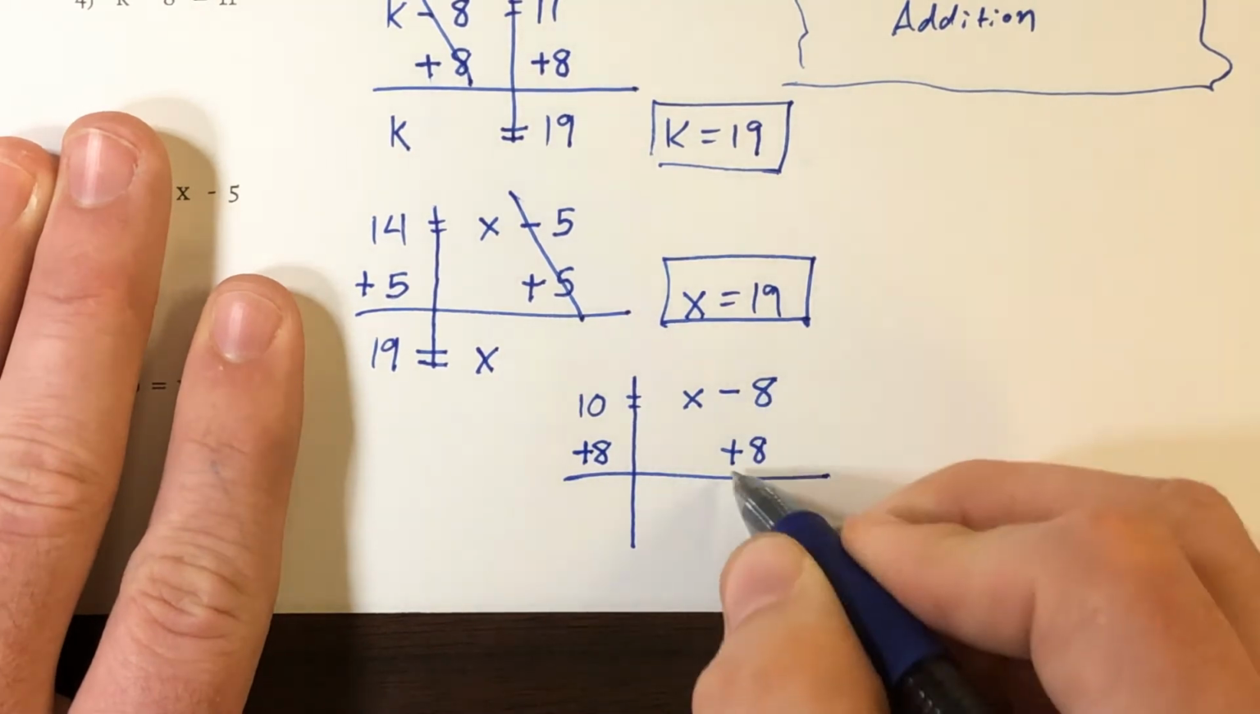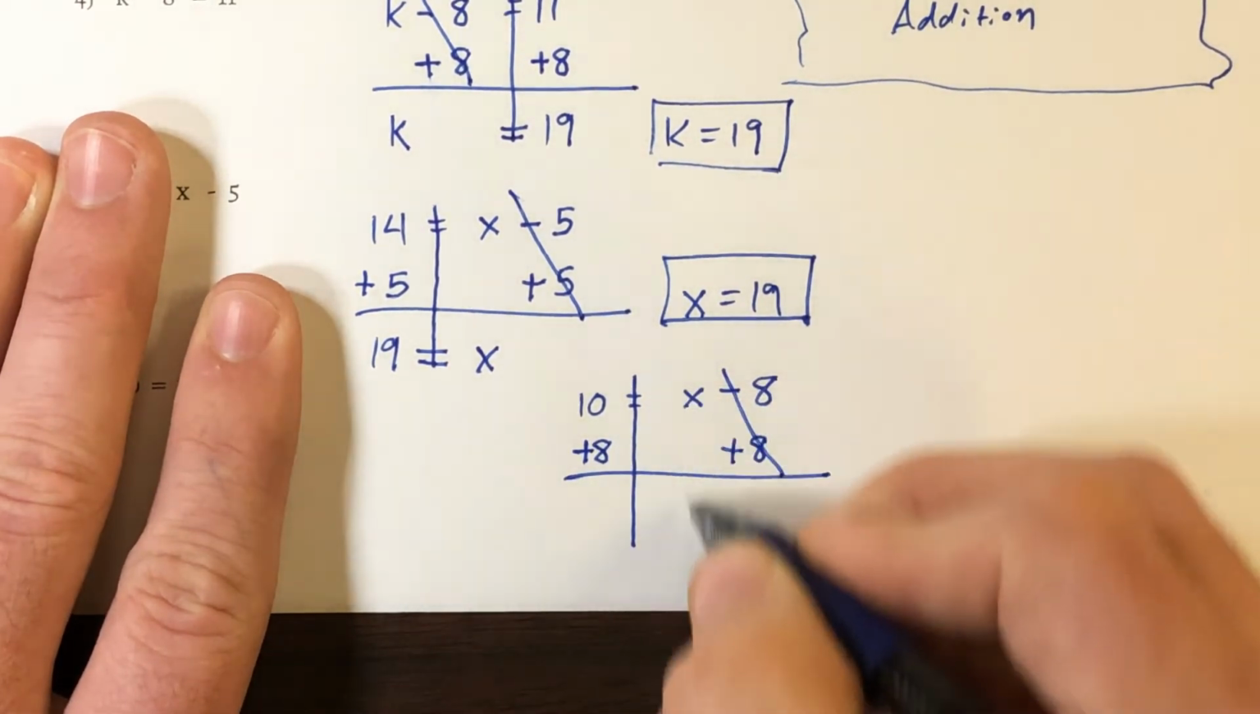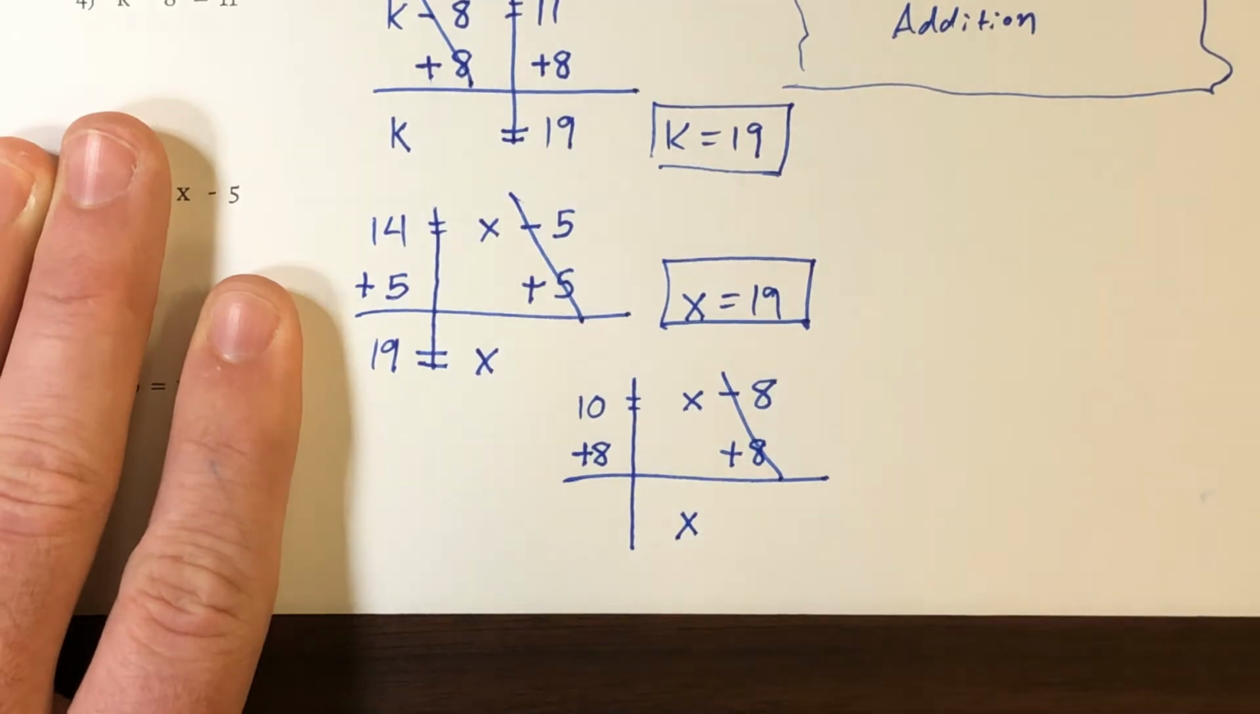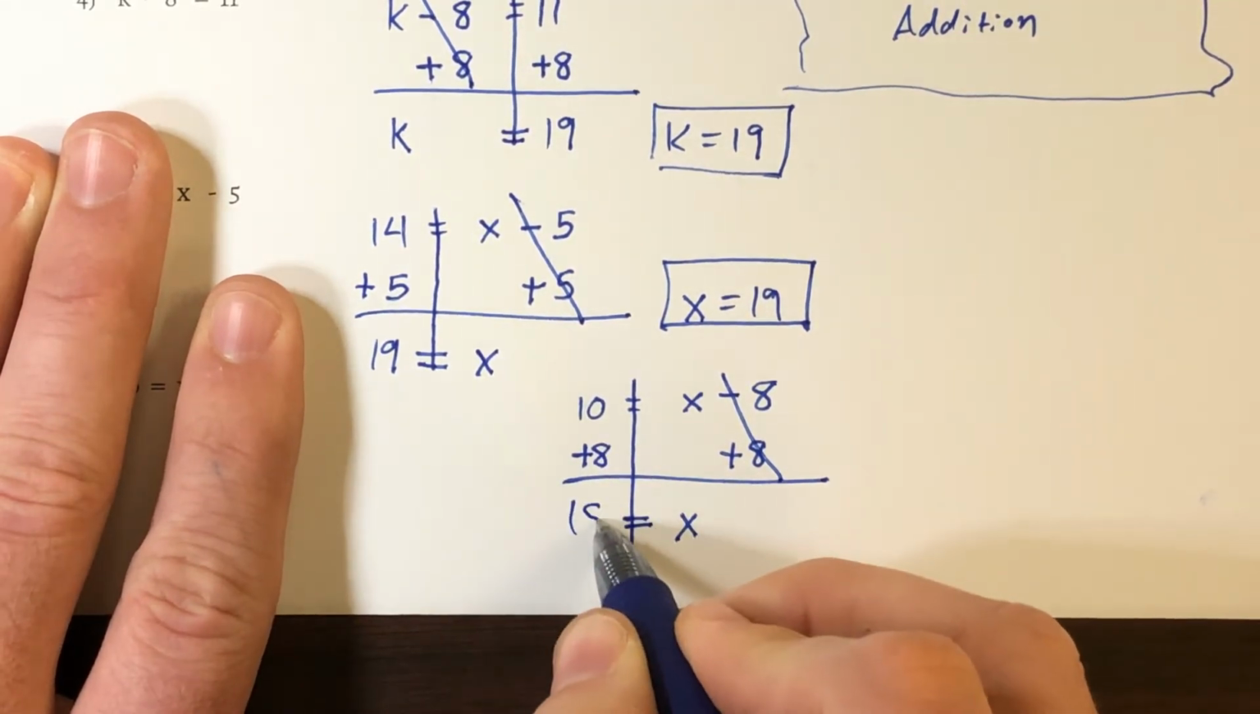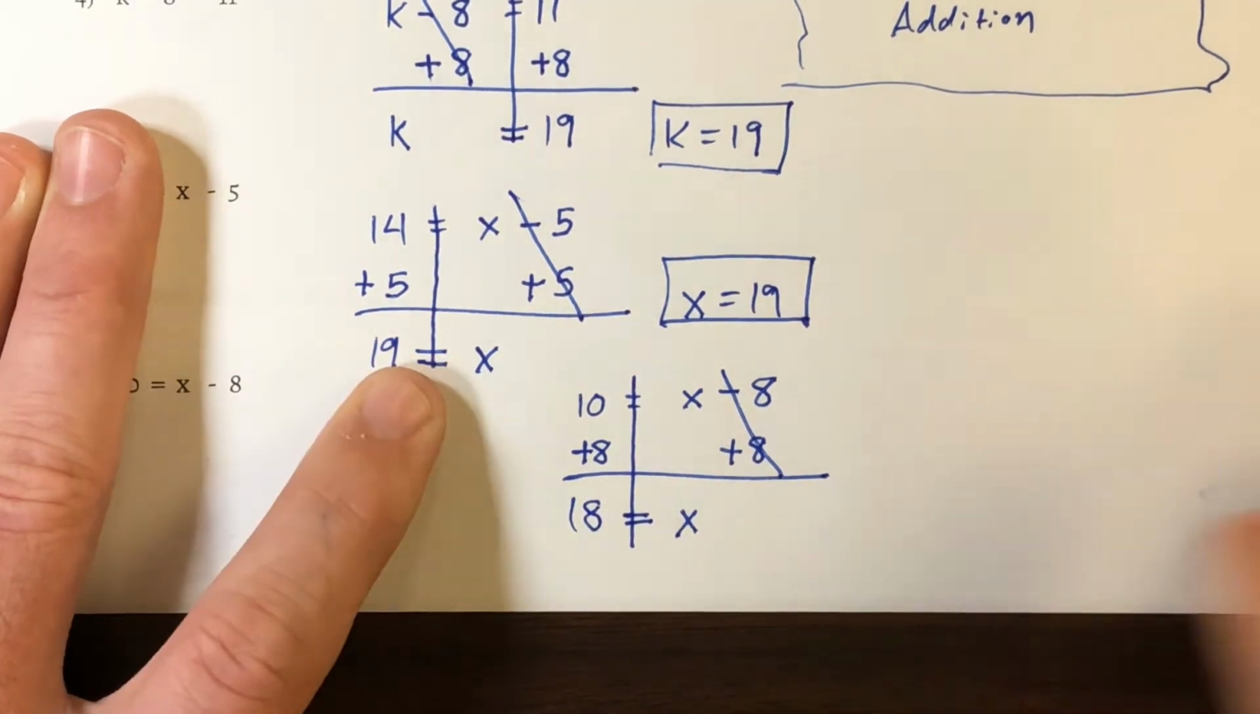All right, minus 8 plus 8, gone. That leaves us our variable, x, equals, what is our answer? 10 plus 8, again, 18. So yes, our answer is 18.